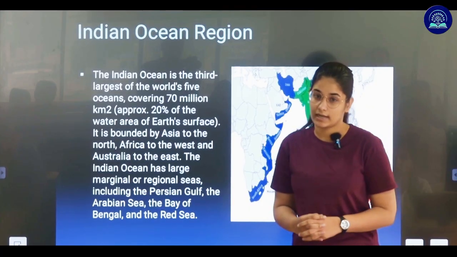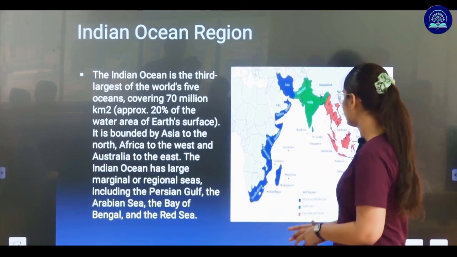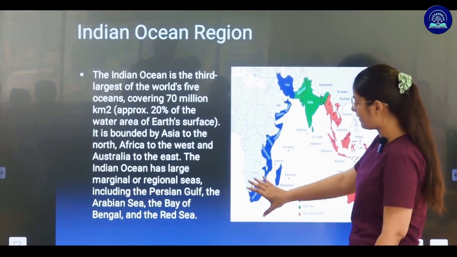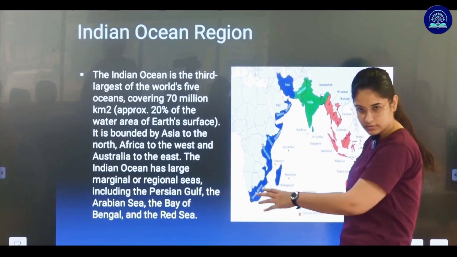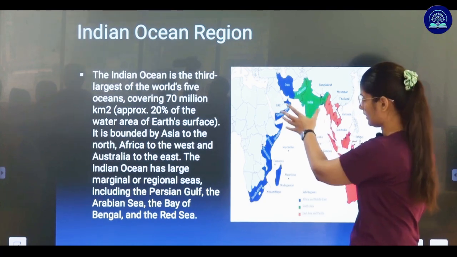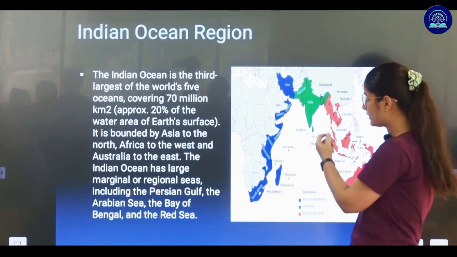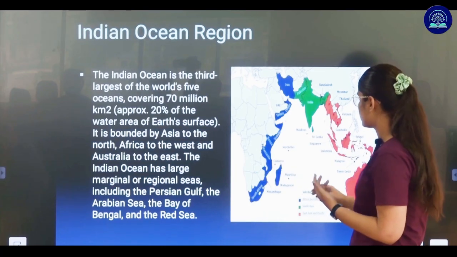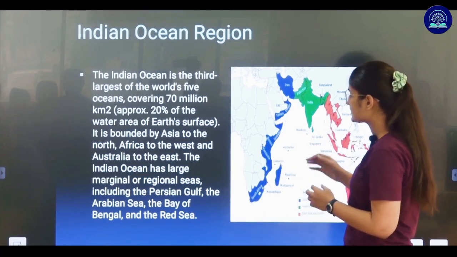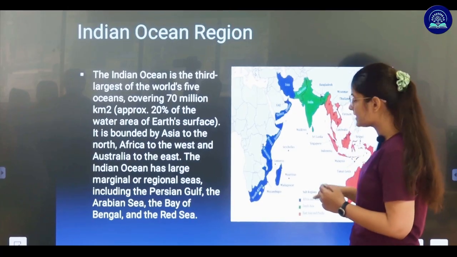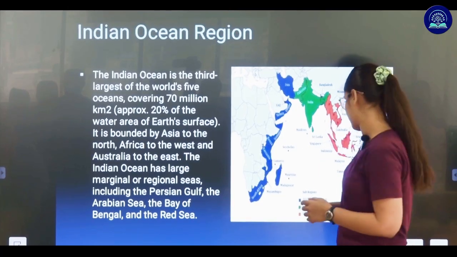The Indian Ocean is the third largest ocean of the world, and if we see what regions are bordered around it, we have East Africa, which is a resource-rich region. Then we have Southeast Asia and South Asia, the populous region of the world as well as developing economies. We can see how the Indian Ocean can provide a route for all these countries to excel.